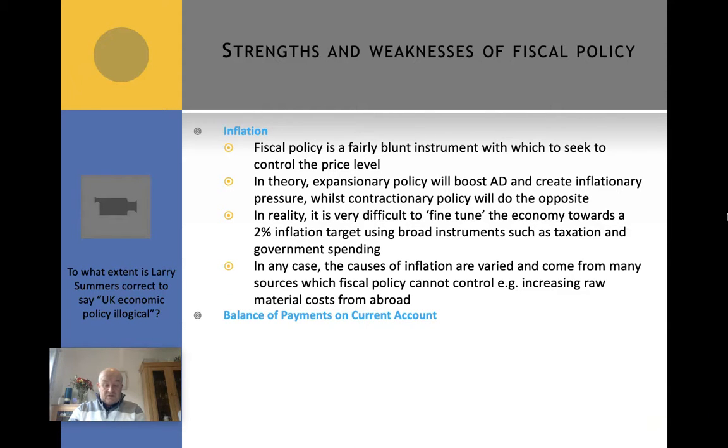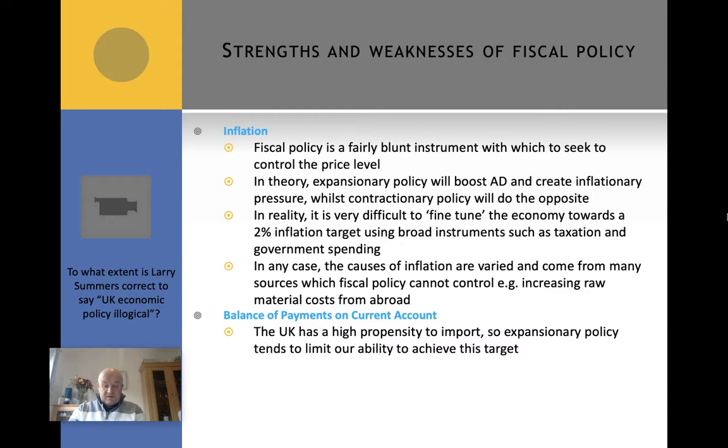Balance of payments on the current account we talked about previously. We tend to, as a country, have a very high propensity to import. And so any expansionary policy that the government might choose to try to apply is going to limit our ability to achieve this overall target, because as we get more expansion in the economy, we're going to have high levels of imports, and that's then going to have a significant impact on the balance of payments current account.